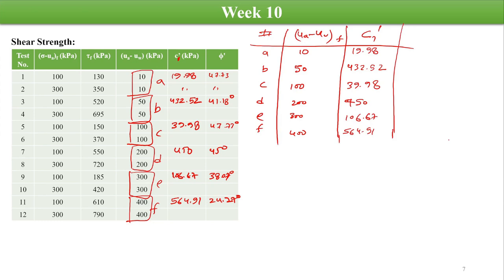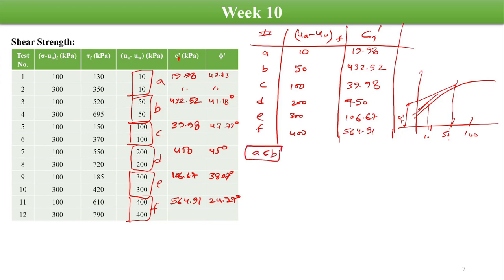So now we have an intercept for each matrix suction value. If we see on the plot, for 10, 50, 100 at these points, we have some intercept value. We draw a slope here, then we have this intercept value C1 dash. From this C1 dash, we will calculate the value of C dash. So let's say from A and B, what we'll get? We'll make use of the formula C1 dash is equal to C dash plus UA minus UW tan phi B. So let's write for A and B.